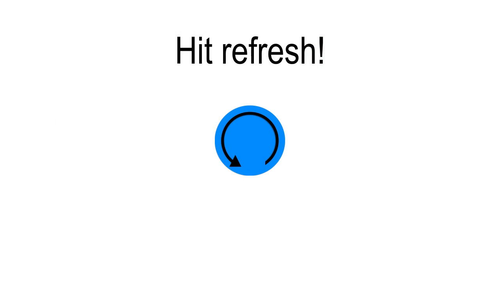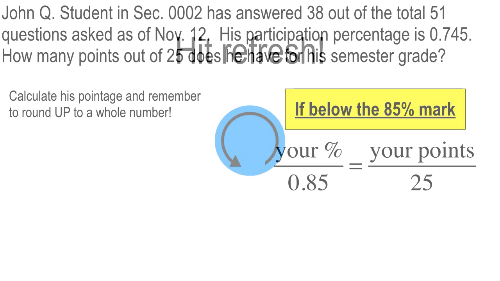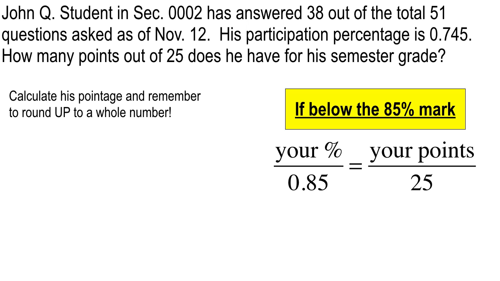Okay, hit the refresh key. And let's do a calculation. All right, and you always got to hit the refresh key when you're about to do a calculation. And your calculation is how many points out of 25 does he get? Now to do this, you got to solve this proportion. So take your time, do it with a neighbor if you're a little bit nervous. Just figure out how many points John Q. student has, and you're good. And then type that. And don't forget to round up.